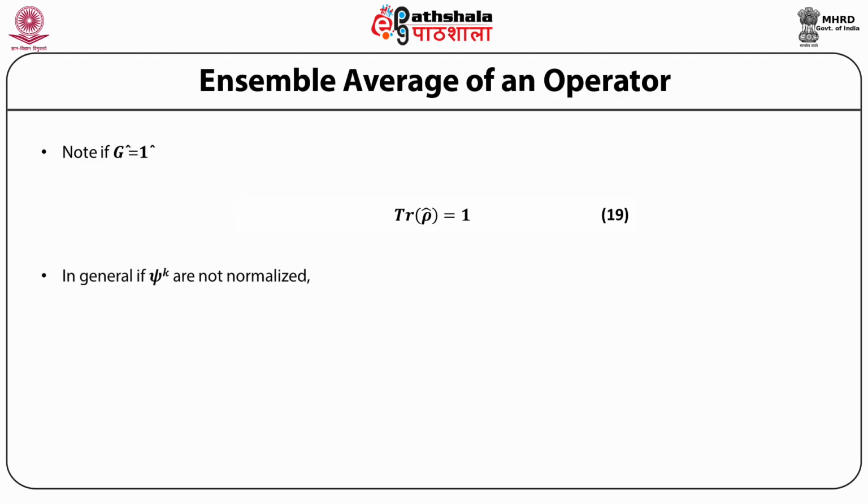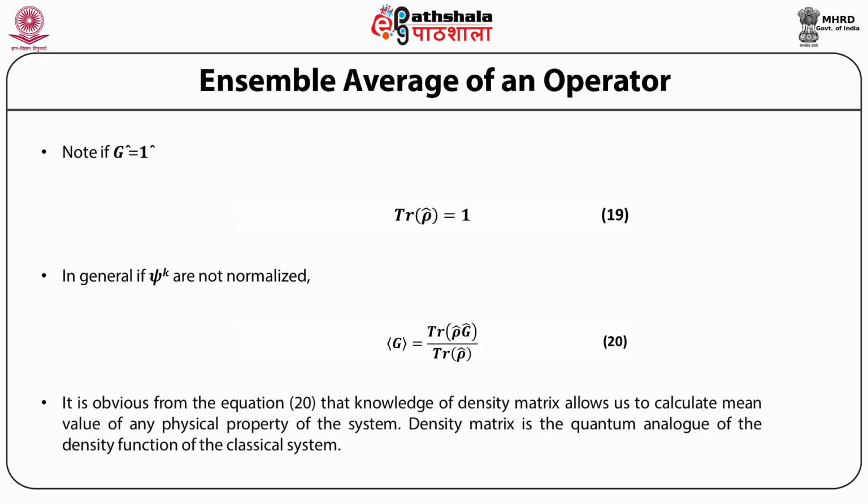In general, if psi_k are not normalized, then the ensemble average of G is equal to the trace of the product of the operators rho and G divided by the trace of the operator rho. It is obvious from equation 20 that the knowledge of the density matrix allows us to calculate the mean value of any physical property of the system. The density matrix is the quantum analog of the density function of the classical system.